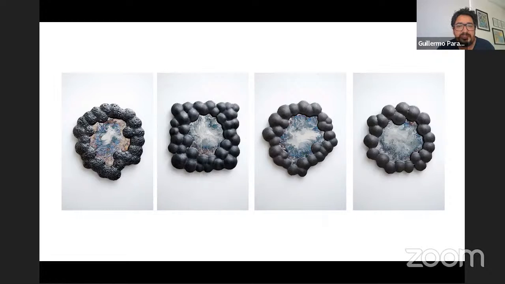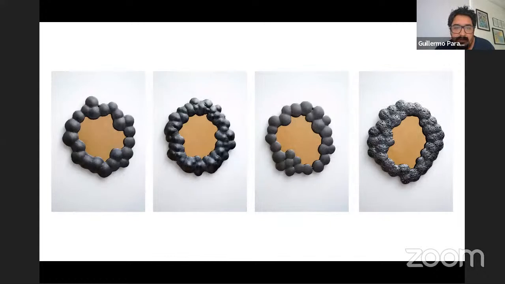Here are some results. And here you realize that we are using different techniques we have controlled before, that is how we can create smooth surfaces and how we can create very bubbly surfaces, just by controlling the temperature variables.